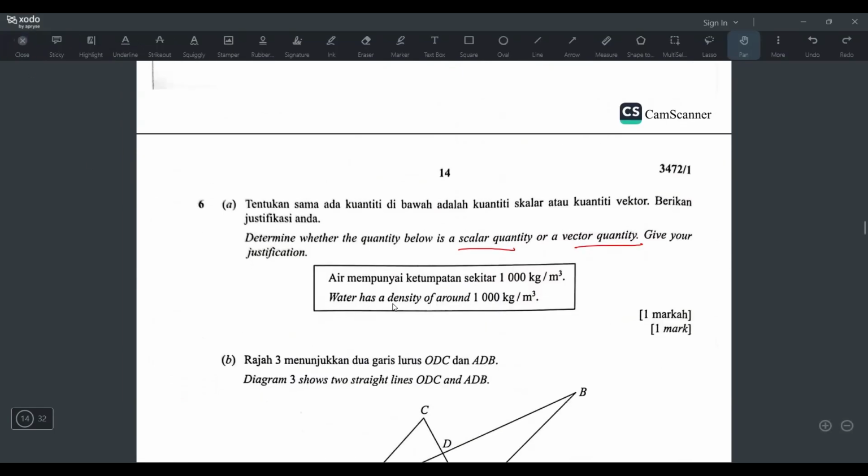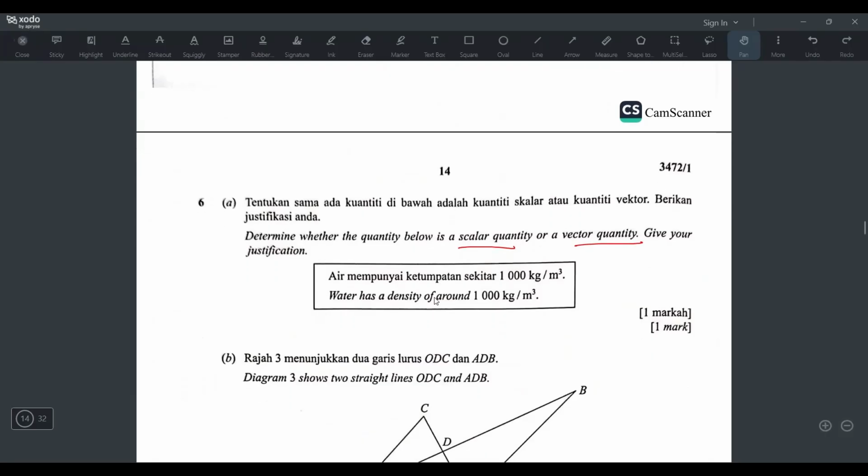It says here, water has a density of around 1000 kilogram per meter cube. So they want you to write scalar or vector, and give your reason, your justification. It's 1 mark only. So you just write scalar or vector, and then write the reason. Density is a scalar quantity.